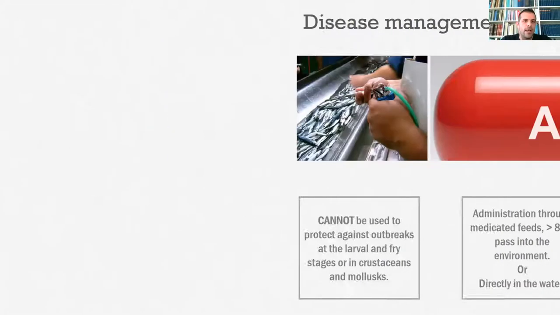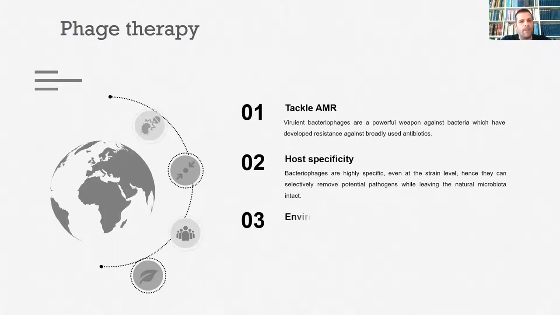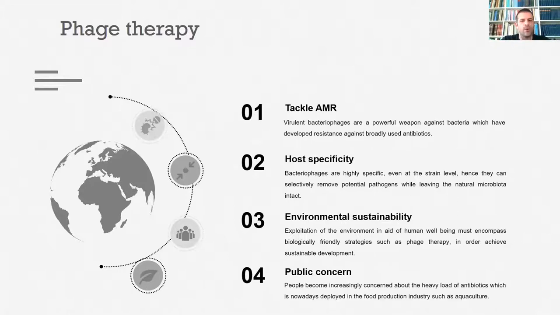Therefore, I would like to mention phage therapy at this point. We are pretty much familiar with it. Basically, the four main issues that we consider when we are talking about phage therapy are, first, to tackle antimicrobial resistance against antibiotics, which is sort of the flagship. But then we also have host specificity, which comes as an additional point. It can be explained by the fact that bacteriophages are very specific at the species level, but also at the strain level. That makes them quite efficient in selectively removing opportunistic pathogens.